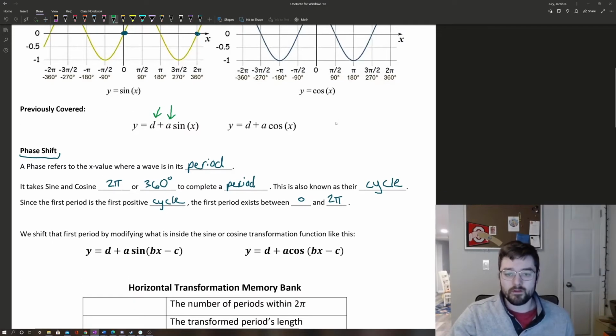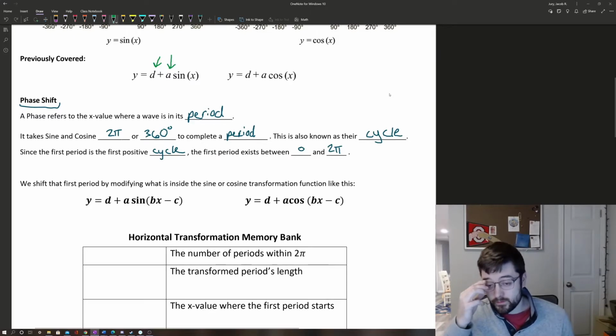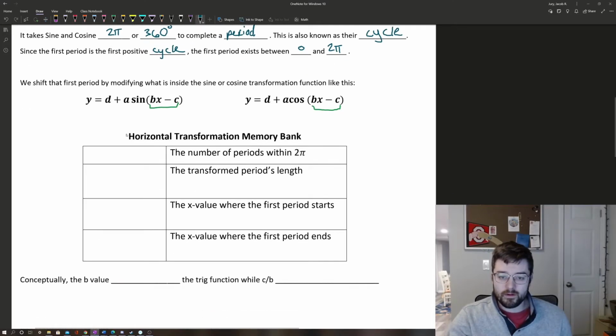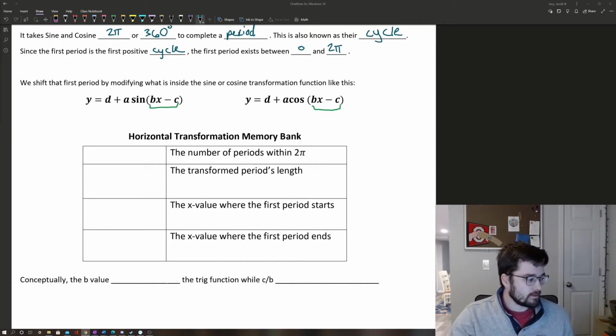And we normally like to deal with positive graphs when we're talking about different types of functions. So we can shift that first period by modifying what's inside the sine or cosine transformation like this. So we have a new inside function to the sine or cosine function with a bx minus c in either. So the thing we're going to focus on is what each of these transformations is doing. What does B do? What does C do?